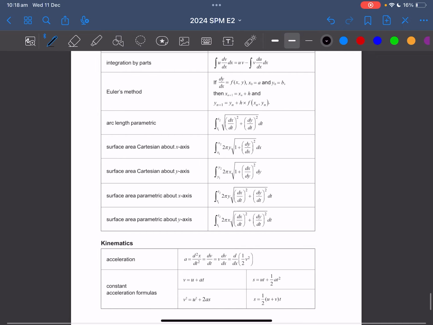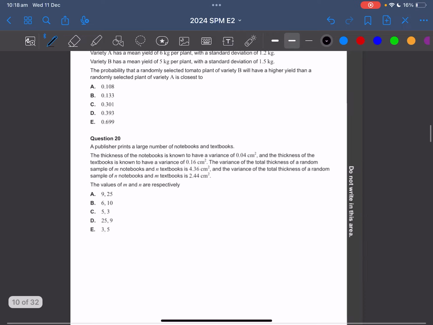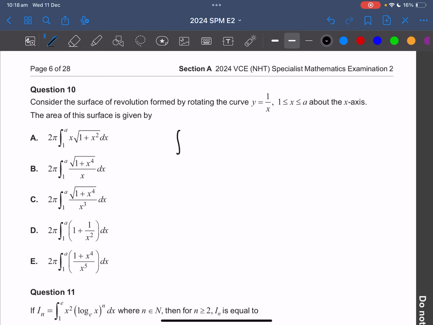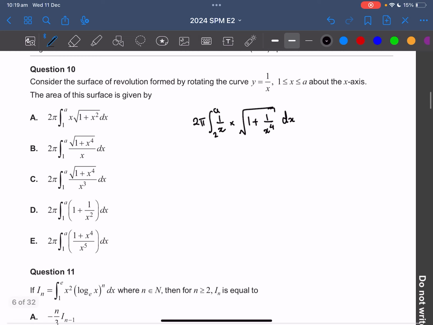Okay, so let us go back. Where were we? Yeah, just here. So our formula was from 1 to a, 2 pi times y, so 1 on x, times the square root of 1 plus dy/dx squared, so that is going to be 1 on x to the power of 4 dx. Well, 2 pi is written outside because it's a constant, so let's do that. So it's from 1 to a, 2 pi. Does anything match our answer? Well, not in this form.